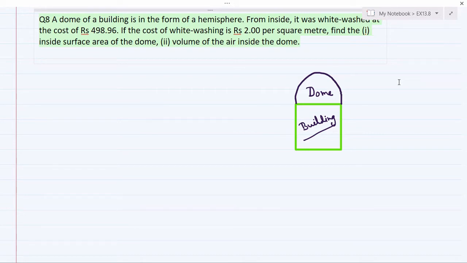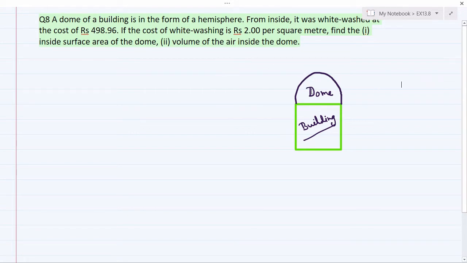Now you can see here on the screen, a dome of a building is in the form of a hemisphere. From inside it was whitewashed at the cost of rupees 498.96. If the cost of whitewashing is rupees 2 per square meter, find the inside surface area of the dome and the volume of the air inside the dome.